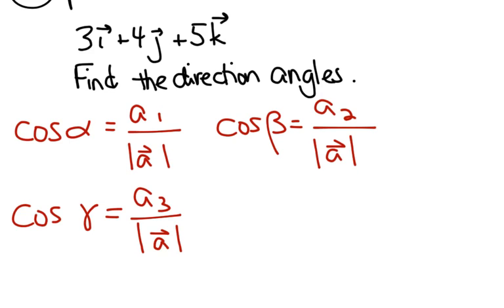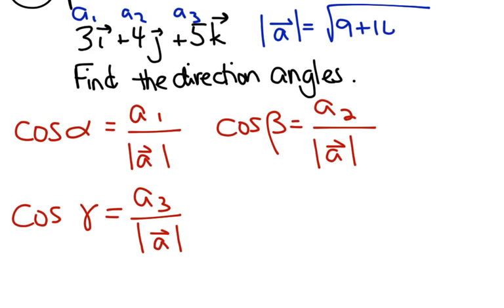So I need to know 2 things. I need to know what A1, A2, and A3 are. Well, that's easy. This is A1, A2, A3. But I also have to find the magnitude of the vector. So the magnitude of the vector is the square root of 3 squared plus 4 squared plus 5 squared, which is the square root of 50.